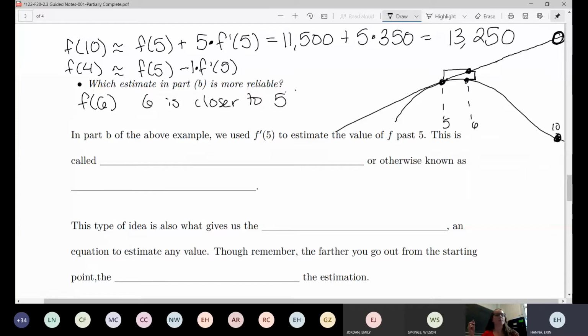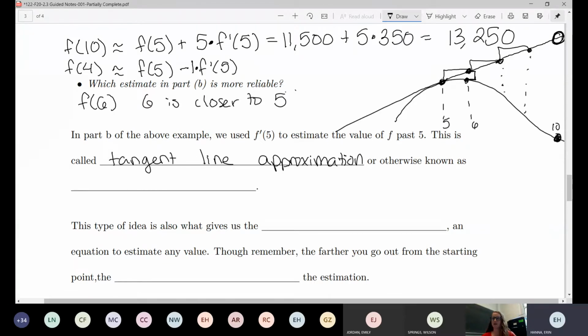So in part B, we used that derivative value to estimate values past 5. And like I said, you could also go the other way. This is called tangent line approximation. Because essentially, as I just kind of said, the slope that we're using to be able to estimate these values is the slope of the tangent line. So we're essentially using the values of the tangent line to approximate the value of a function.